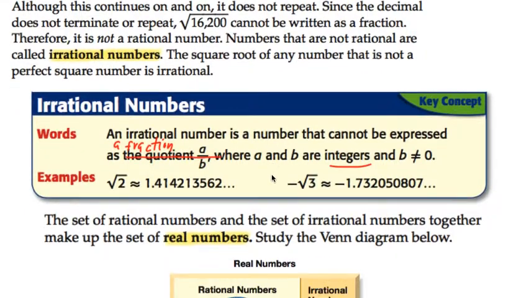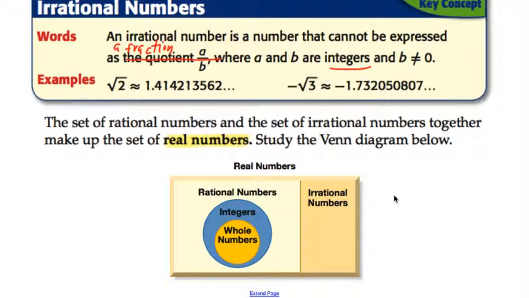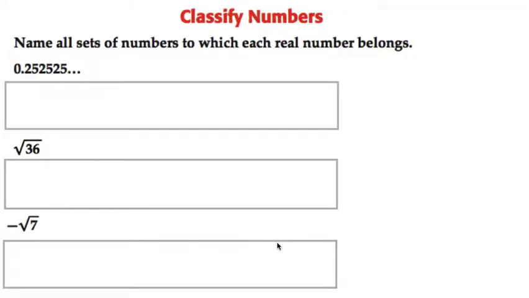The set of rational numbers and the set of irrational numbers make up our real number system. Here's another way of looking at that in a Venn diagram. Here is your opportunity. Let's talk about how to classify numbers. So what sets of numbers do each of these numbers belong to?